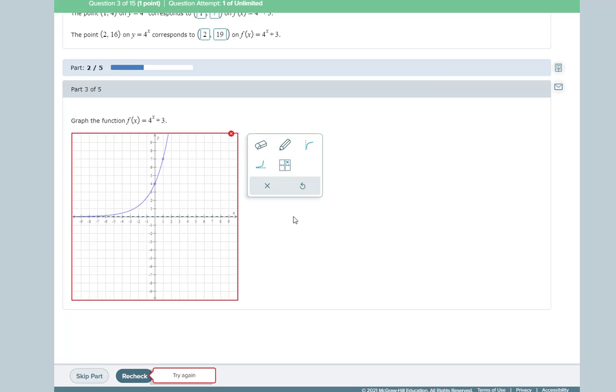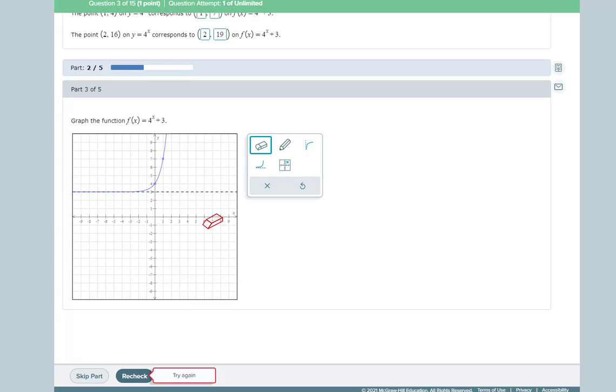And we'll check that. Oops, that's what I forgot. So the horizontal asymptote shifted up 3. So let's try that one more time. The horizontal asymptote would be here now. So my first point was there and there. So let's fix that and erase the other graph.